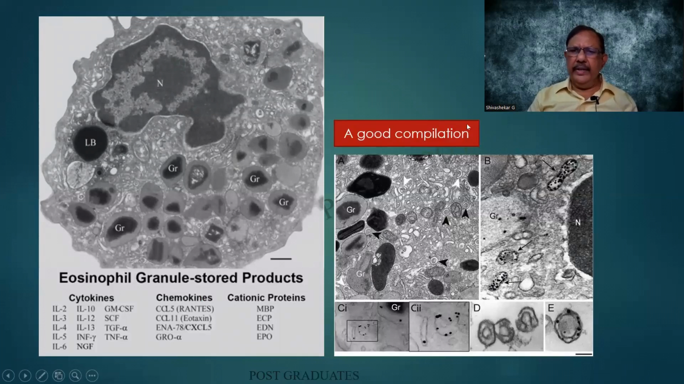This particular diagram is a good compilation. I had brought in the electron microscopic picture not for explaining the various components of it. I am not an expert on it. But this particular one we shall learn by heart. It is an excellent compilation, and it mentions the cytokines, the chemokines, and the cationic proteins in a very orderly manner, very easy for us to memorize.